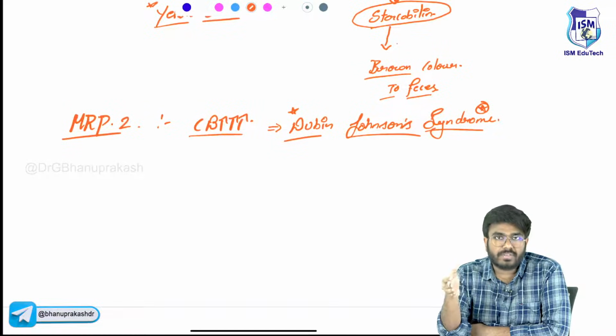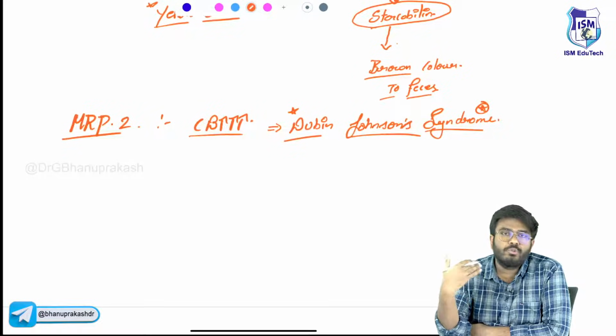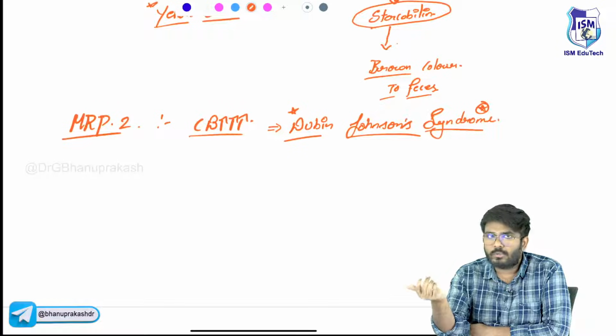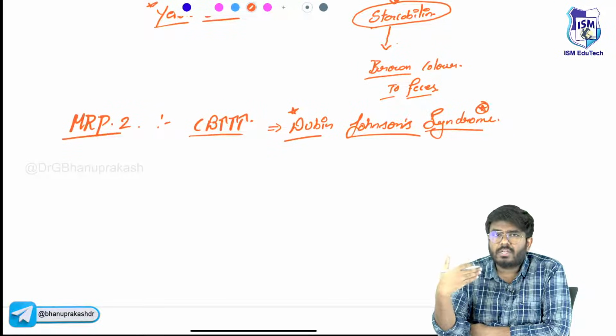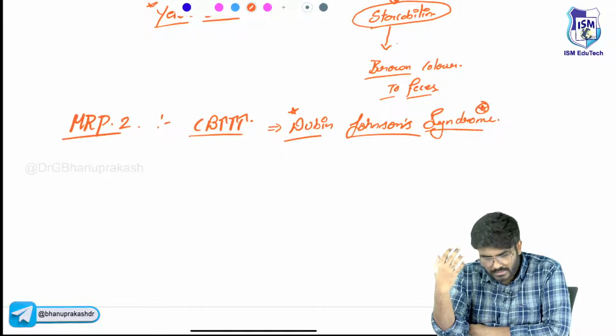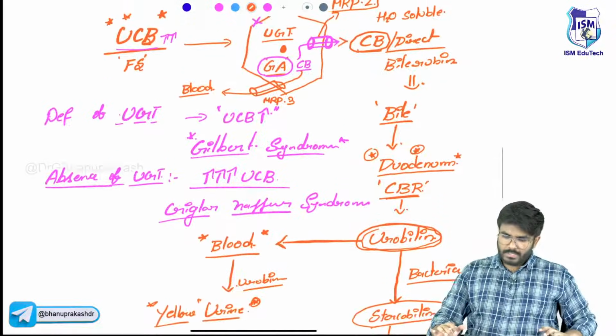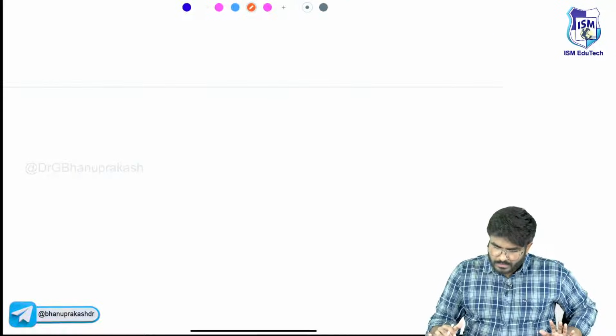It is because of the transporter defect. Deficiency of UGT will cause Gilbert syndrome. Complete absence of the UGT will cause Crigler-Najjar syndrome. Crigler-Najjar syndrome is not compatible with life, because the unconjugated bilirubin accumulates in the body, gets deposited in the basal ganglia, and causes brain damage. That condition is called kernicterus. This is the basic thing which I want you to know.